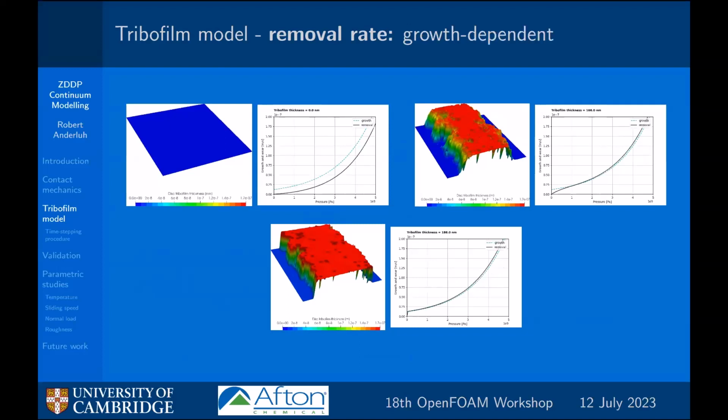So basically, I implemented a removal model for the surface. It depends on how we calculate how much surface gets removed, and it's connected with the blue curve here, which is the growth. As the film is growing, the removal gets higher and higher, following the hardness increase, and so on.